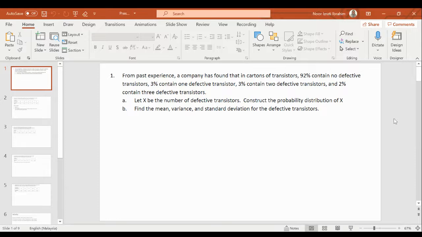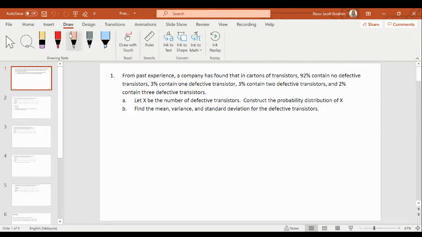Let's begin. The first question is to construct the probability distribution of X, where X is the number of defective transistors. So here we have no defective transistor, one defective transistor, two defective transistors, and three defective transistors, with the percentage given.